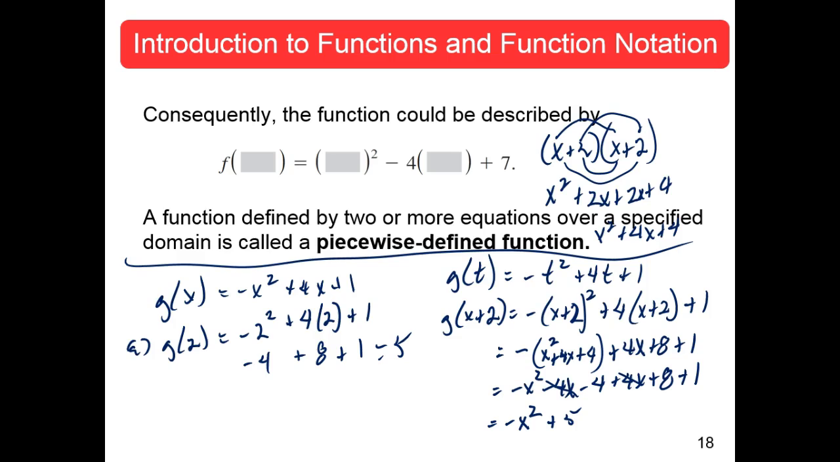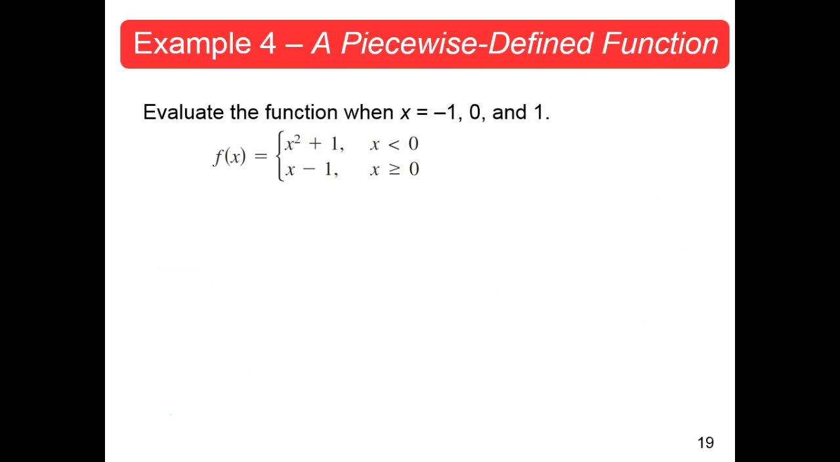Now, let's go back to this sentence here. A function defined by two or more equations over a specified domain is called a piecewise defined function. Blah, blah, blah. What in the world is that talking about? Well, here's an example. This is example 4. Evaluate this function f at x equal negative 1, 0, and 1.